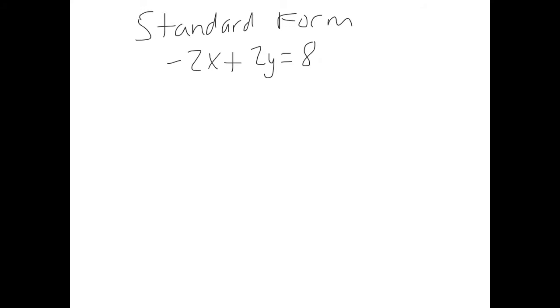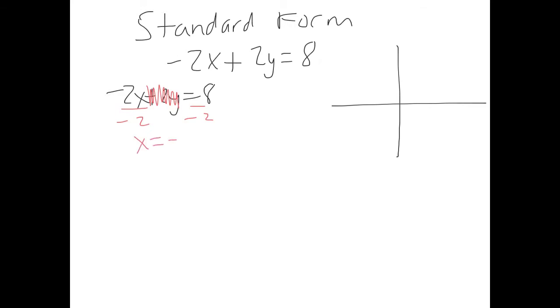Okay. Alright, standard form. When we talked about standard form, we did it with the purpose of finding the intercepts. Okay? Remember we said if you take -2x plus 2y equals 8, if you cover up the y, then what you're left with is the x, and if you divide both sides by -2, you find out the x-intercept is -4, because 8 divided by -2 is -4. So that means this crosses at 1, 2, 3, 4. It crosses right there at -4.